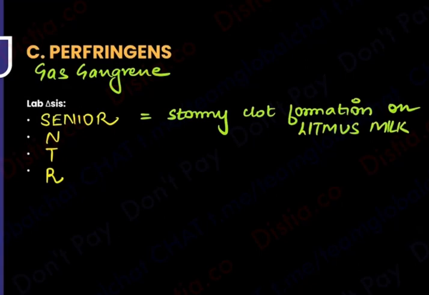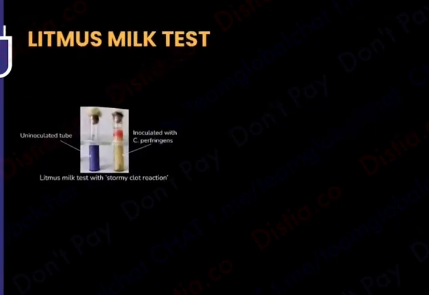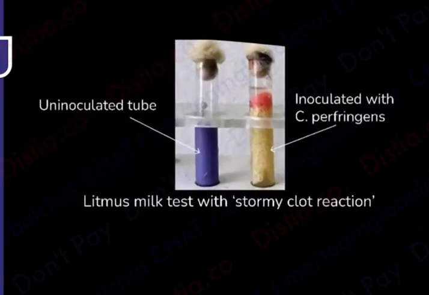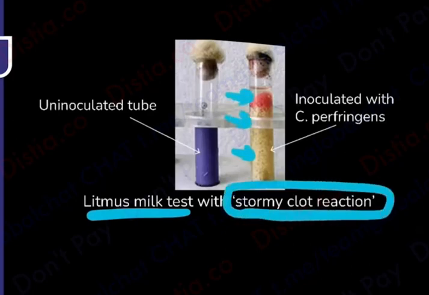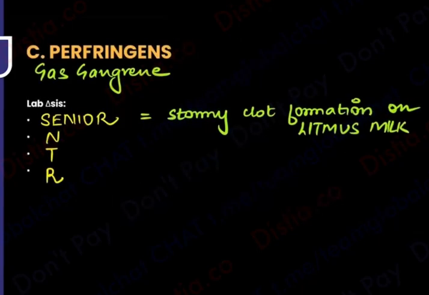Let me show you the picture here. Have a look at this. You don't have to know the pathogenesis, but this is a litmus milk test, and can you see this very famous storminess that has developed over here? Storminess with a clot. So stormy clot formation has occurred on the litmus milk test. That is S. Now what is N?